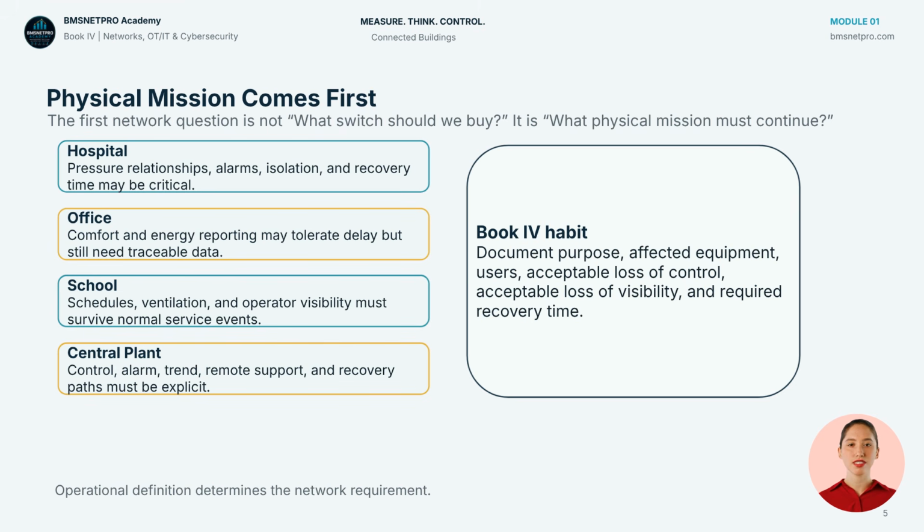The first network question is not, what switch should we buy? The first question is, what physical mission must continue? A hospital pressure control system, an office energy reporting service, a school ventilation schedule, and a central plant integration may all use Ethernet and IP, but their consequences are different. For each connected service, document the operational purpose, affected equipment, users, acceptable loss of control, acceptable loss of visibility, acceptable data loss, and required recovery time. The operational definition determines the network requirement.